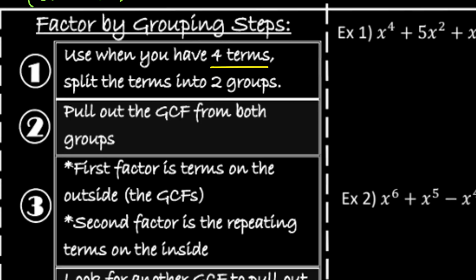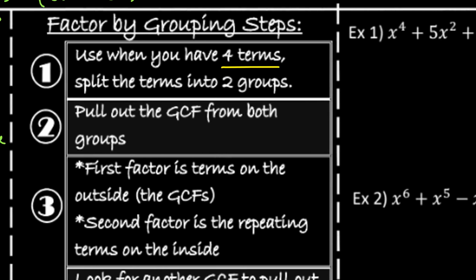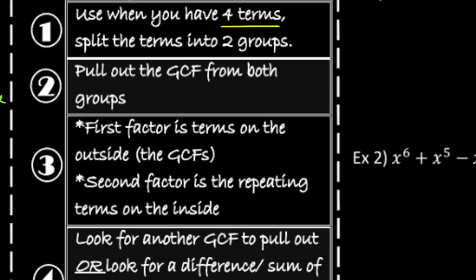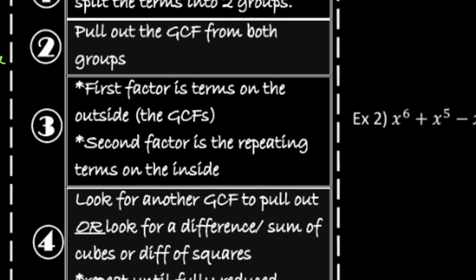Before you even do this step, I ran out of room when putting these steps in, but before you even do these steps, what should you look for? Always look for GCF first. Good. So then you have 4 terms. You split them into 2 groups. You pull out the GCF from both groups. We've done this over and over again while factoring. The first factor is the terms on the outside, the GCFs. And the second factor is the repeating terms on the inside. None of this is new.